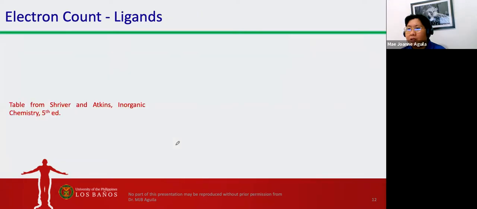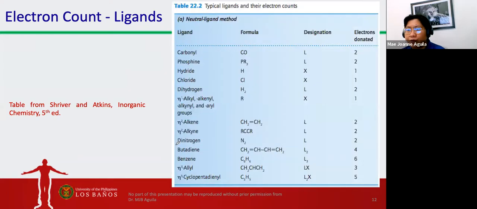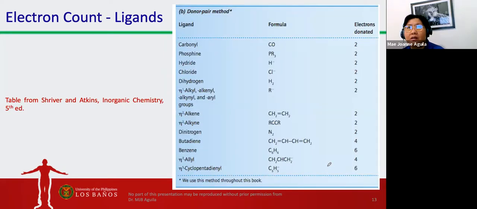Okay, so just to compare, this is for the neutral ligand method. And we have here the typical ligands that we see and what their designation is. Are they L or X or even a combination? So we don't have much problem with this neutral ligand, but for ligands such as, say, the hydride over here, so this is H dot, so it is an X type of ligand. So 1 electron to be donated. In the ionic or the donor pair method, this is hydride, as we know, so H minus, and you can see regardless if it is neutral or ionic, we have 2 electrons being donated.